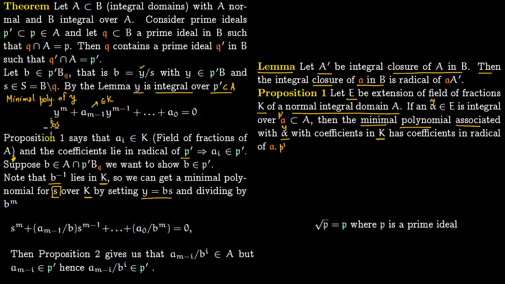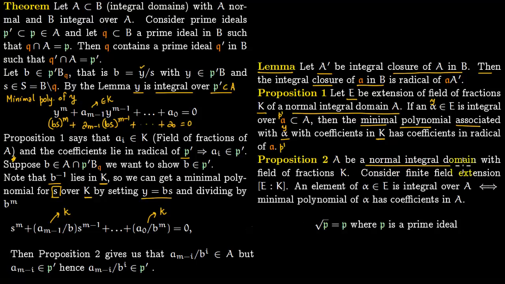So we get b^m s^m plus a_{m-1} b^{m-1} s^{m-1} and so on, up to a_0, equals 0. Now you divide throughout by b^m. So you will get s^m plus (a_{m-1}/b) s^{m-1} and so on, up to a_0/b^m, equals 0. Now again these coefficients lie in the field of fractions K. And now we will use proposition 2.